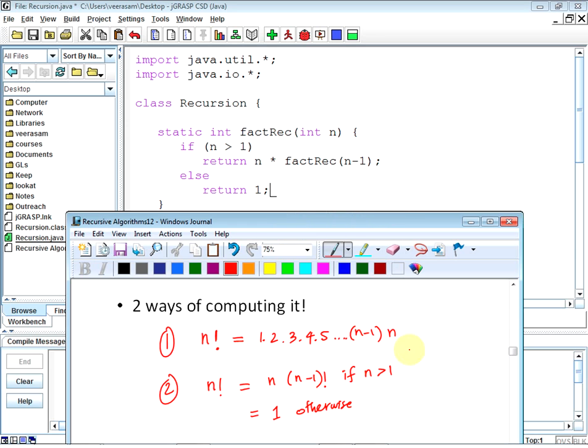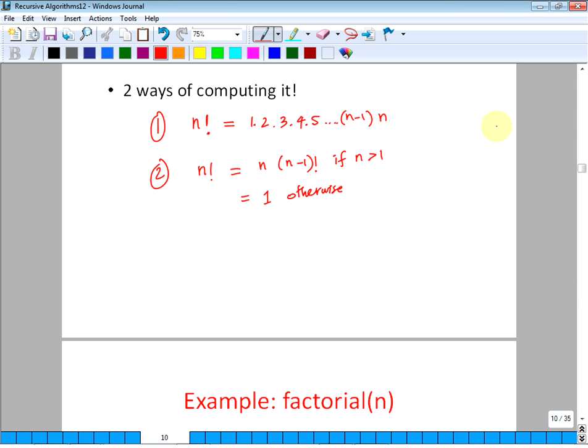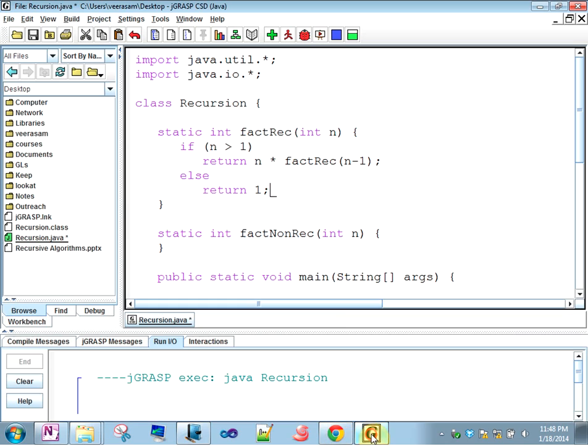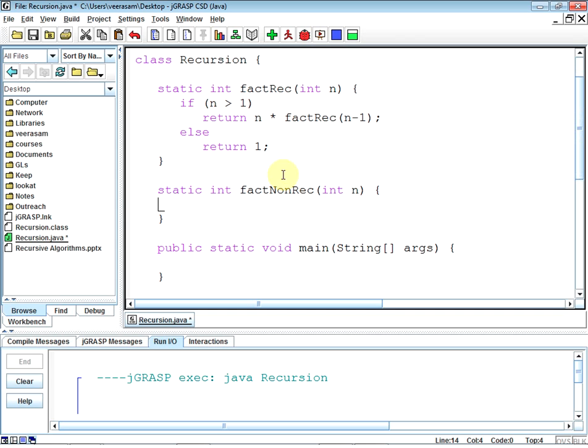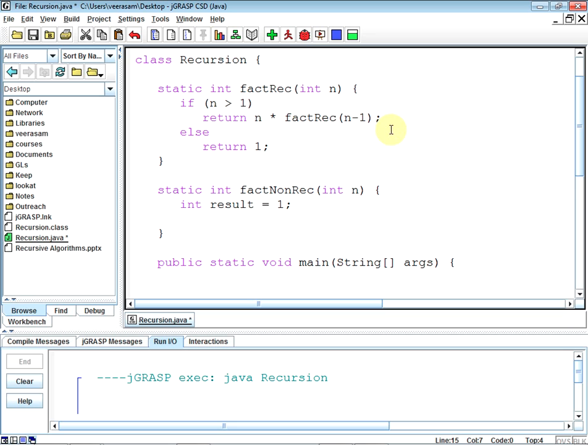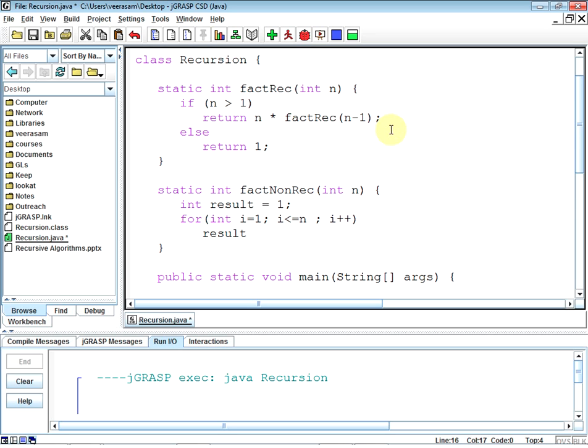I wish it were that equivalent for the first case. It's not. So let's write the first case. You're going to multiply 1 times 2 times 3 times 4 like that, right? So how will you do that? Well, we have to explicitly multiply here. Integer result equal to 1, for i equal to 1, i less than or equal to n, i plus plus, result multiplied with i, then return result.